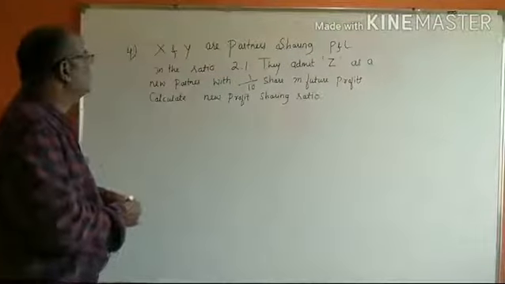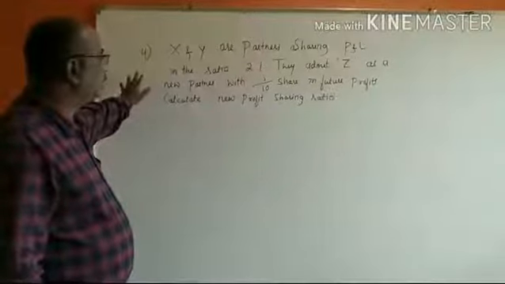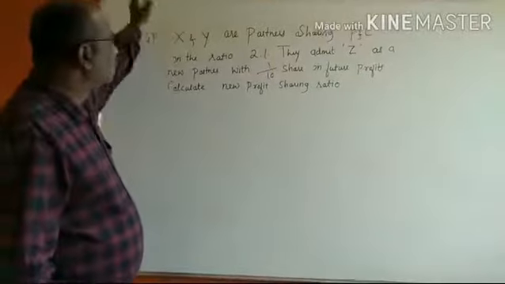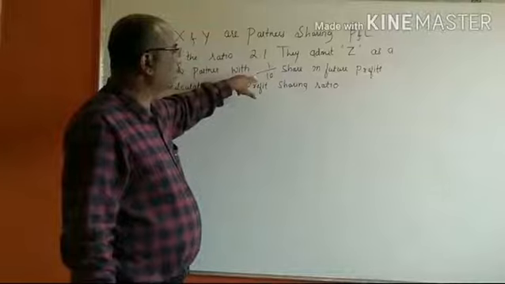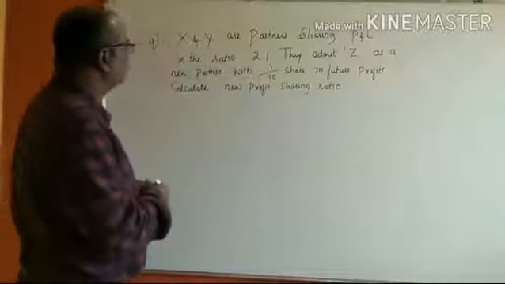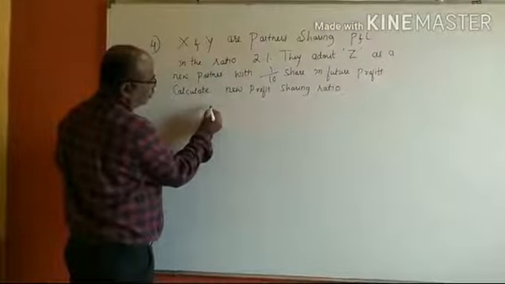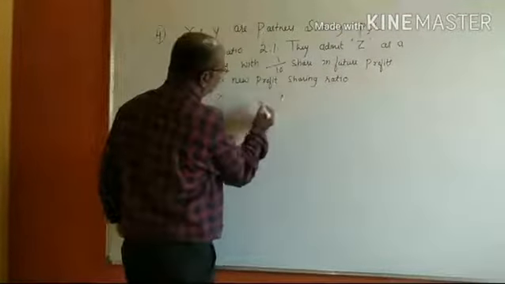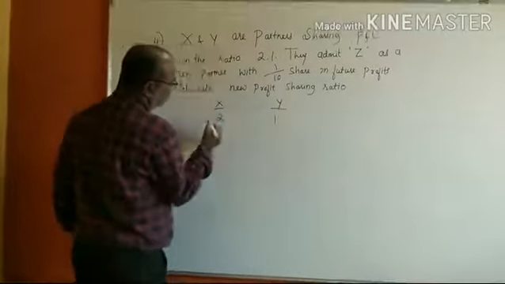Here the problem is: X and Y are partners sharing profits and losses in the ratio of 2:1. They admit Z as a new partner with 1/10 share in the future profits. Calculate the new profit sharing ratio. So the ratio of old partners is given, and the share given to the new partner, that is 1/10, is given. Let us solve this problem under the first method. Already we have discussed that total profit is always equivalent to 1. Now X and Y, their old profit sharing ratio is 2:1.